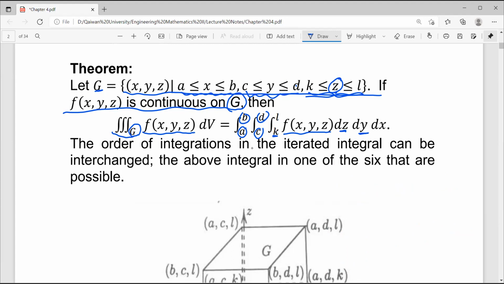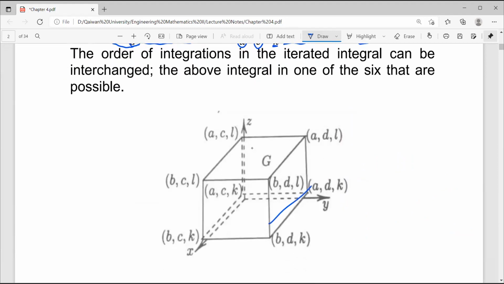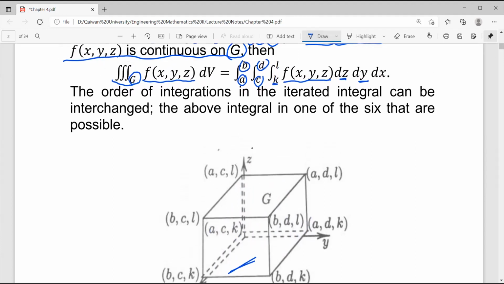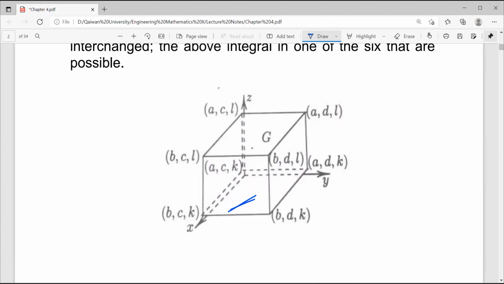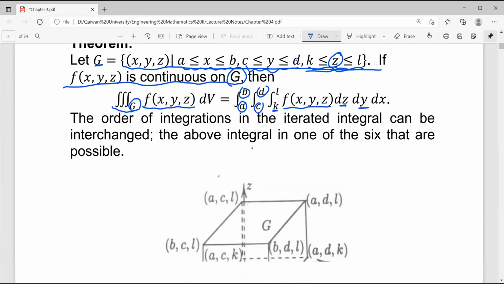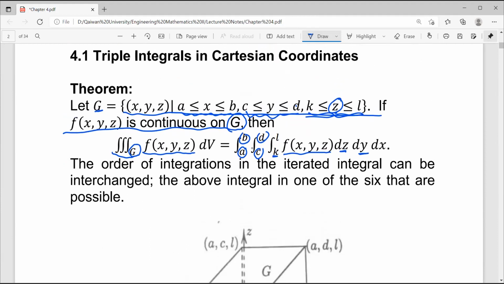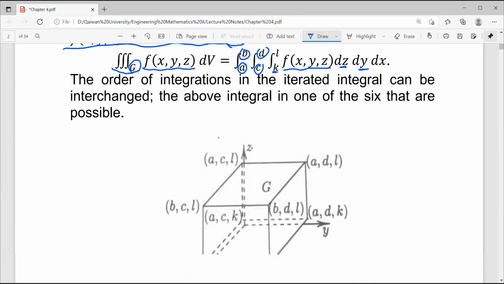We say the triple integral is the volume of this solid. We have this solid, the triple integral. Here, x is from A to B, y is from C to D, and z is from K to L. This is the shape that you get from these lower and upper limits. This is the solid, which is bounded by x from A to B, y from C to D, and z from K to L.